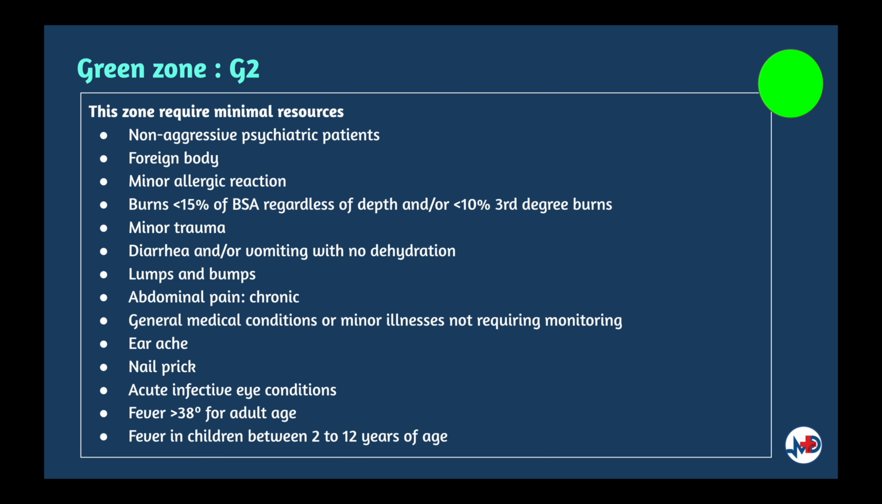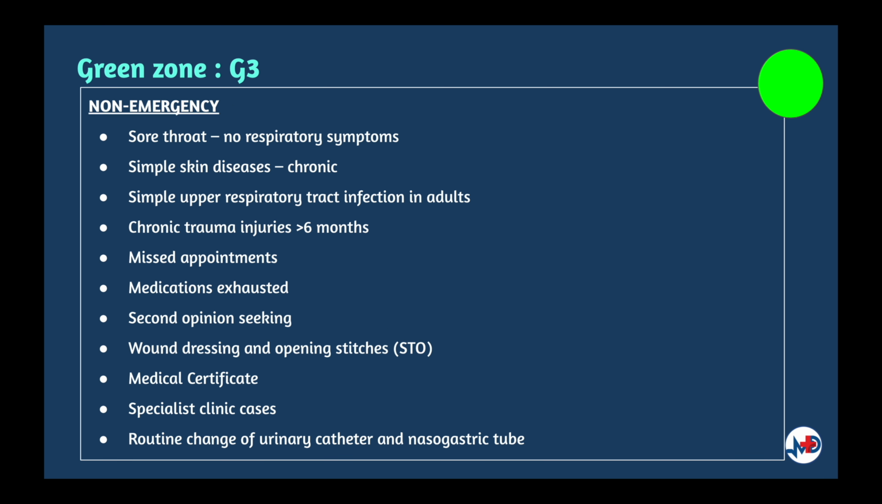Next is green zone G2, which is the zone that requires minimal resources, such as in cases where there's minor allergic reaction, minor trauma, minor burn injury, earache, acute infective eye conditions, and so on. Then we have non-emergency cases that would be triaged to green zone 3, such as simple skin diseases, maybe missed appointments, or requests for medical certificates, and so on.